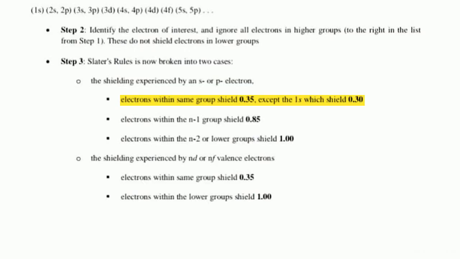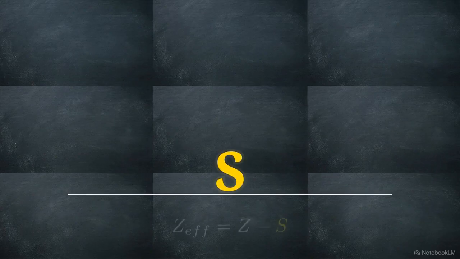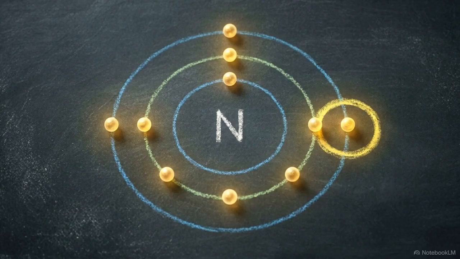The second rule steps down one level. Electrons in the n-1 shell are tighter and denser, providing a substantial shielding value of 0.85. The final rule addresses deep core electrons, those in n-2 or lower. These act as a complete barrier, with each electron providing a full 1.00 of shielding. Slater's rules take the infinite, blurry complexities of wave functions and reduce them into a functional, predictive mathematical tool.